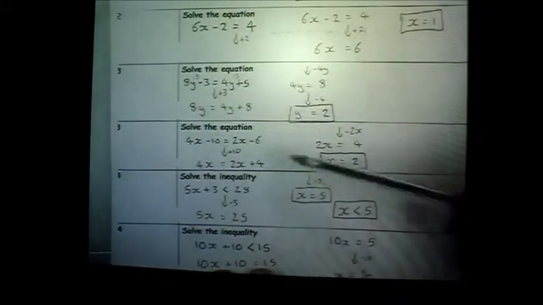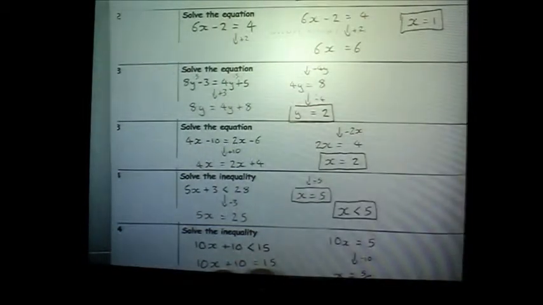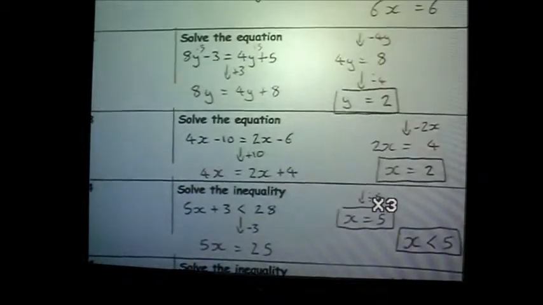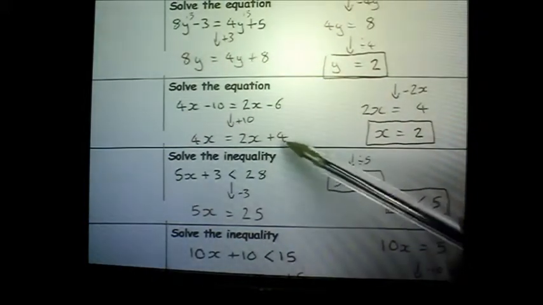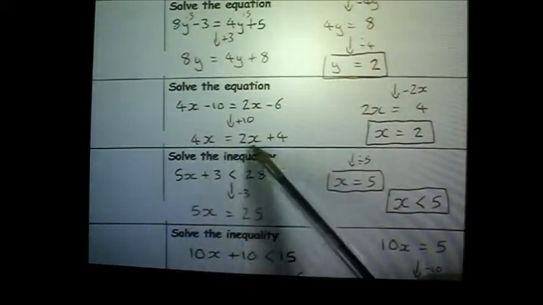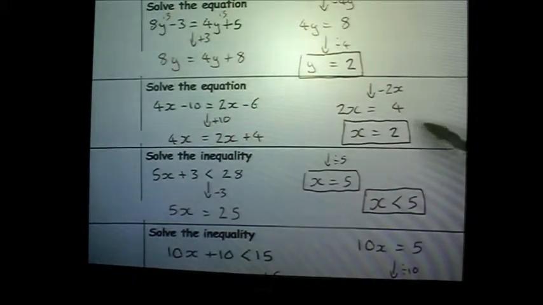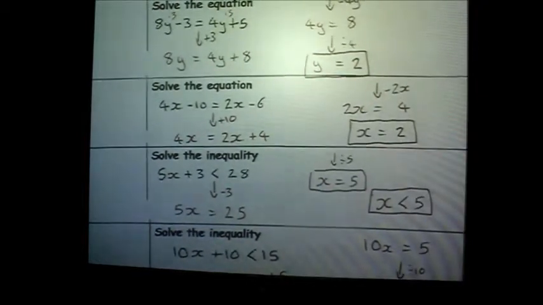The next one, get rid of the smallest thing. The smallest thing is negative 10, so I'm adding 10 to both sides. There you go. So adding 10 to both sides, you need to do a negative 6 add 10, which gives you a positive 4, so that's why you've got that. Take the 2x off, which is what I've done here, and that leaves you with 2x equals 4. So you need to divide both sides by 2, so that leaves you with x equals 2. Again, if you substitute it back in, you will see it'll work.